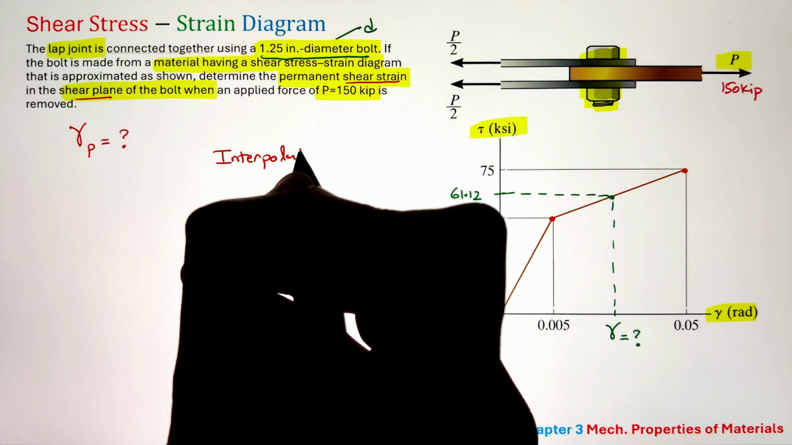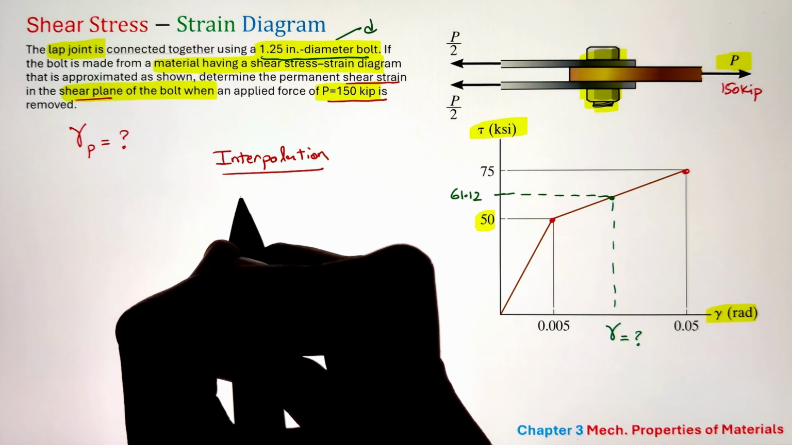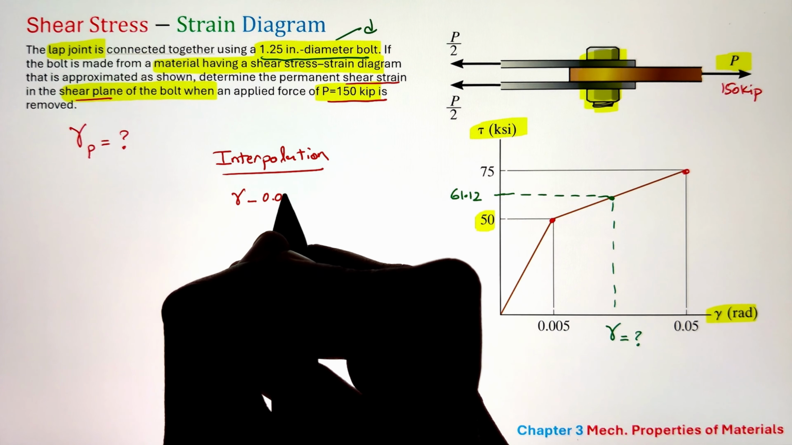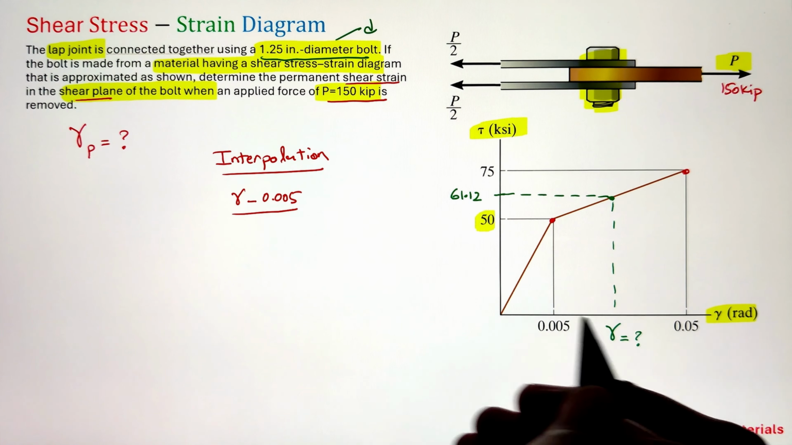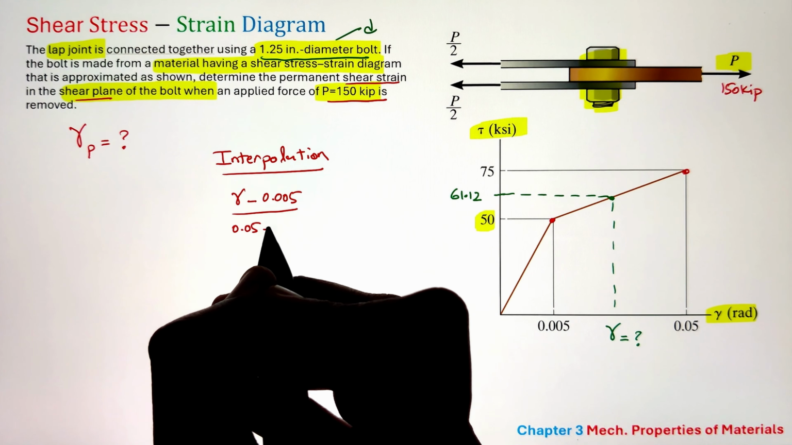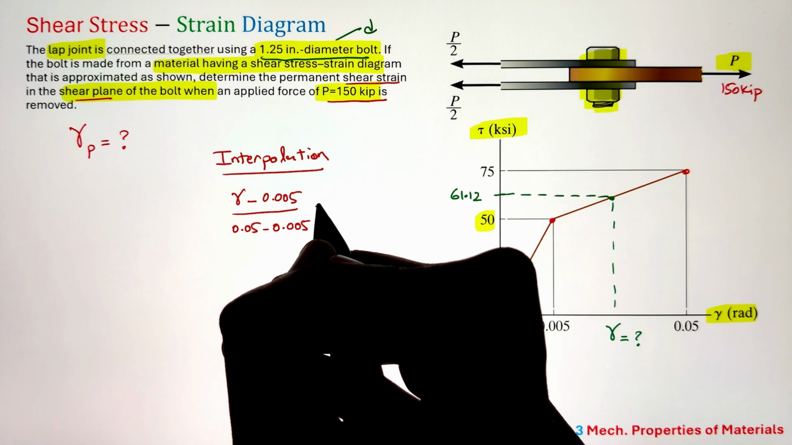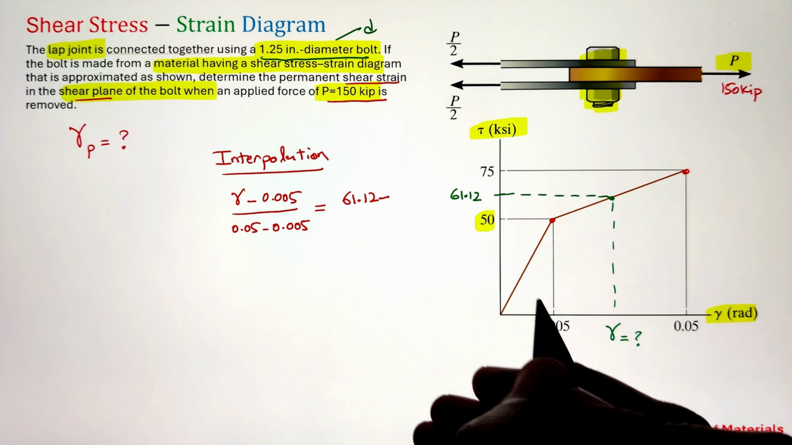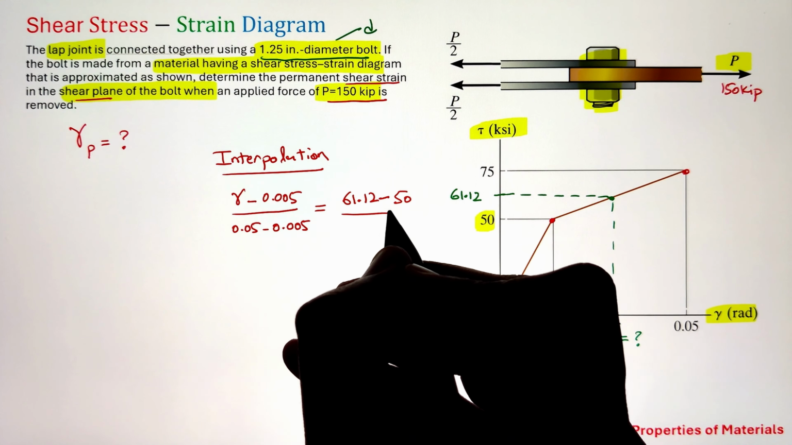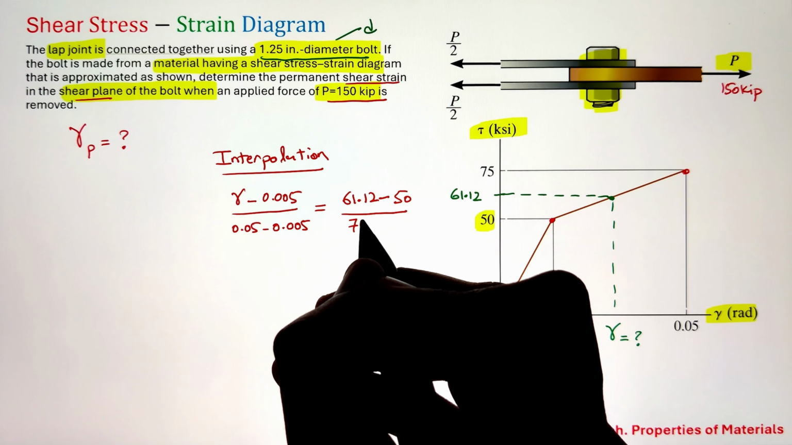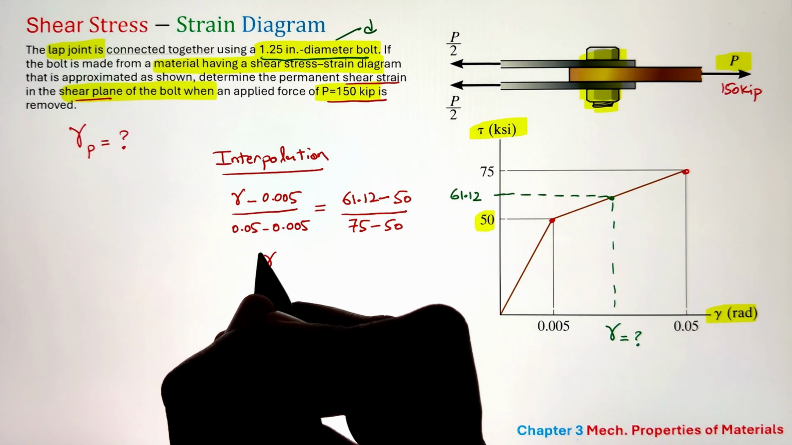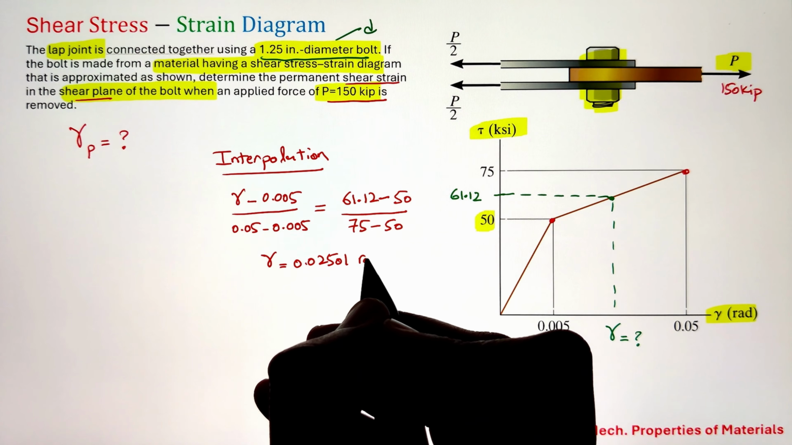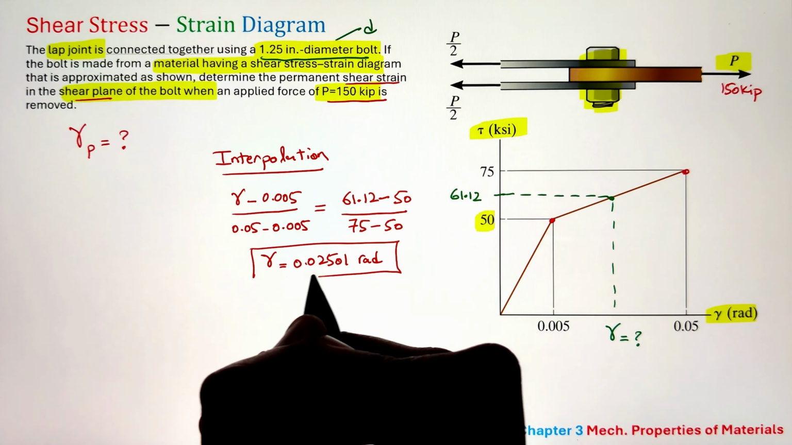So we can apply the interpolation function, that is gamma minus 0.005 divided by 0.05 minus 0.005, that is equal to 61.12 minus 50 divided by 75 minus 50. Now simplifying, we get the value of our shear strain as 0.02501 radians. This value is the total shear strain that will be developed in the bolt once we apply the force of 150 kilopound.